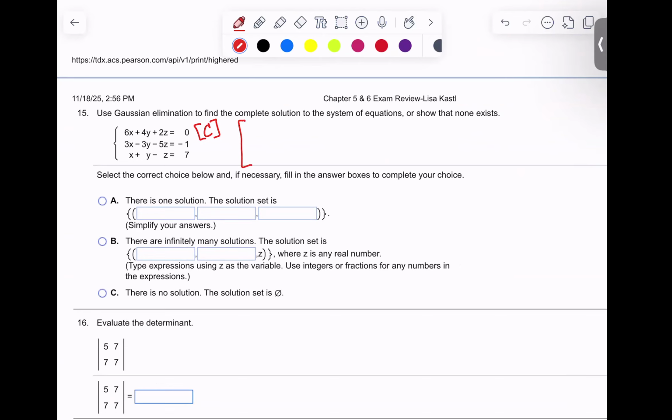Okay, so what do we have here? 6, 4, 2, 0, 3, -3, -5, -1, 1, 1, -1, 7. Let me do a quick check of that. 6, 3, 1, 4, -3, 1, 2, -5, -1, 0, -1, 7. All right, so I'm going to go put that in my calculator.